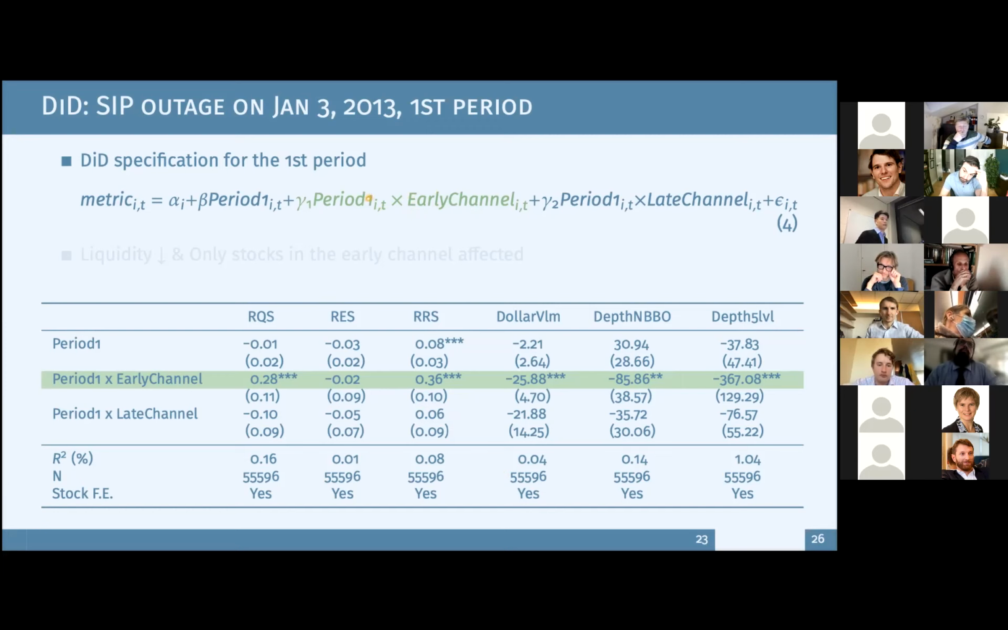Period 1 means the time period between the start of these two glitches, and early channel equals 1 when the stock is in the channels that are affected by the first outage. As you can see, the coefficient on the first interaction term is significant for most liquidity measures. So the spread goes up, the volume drops, and the depth drops. But you don't see significant results in the stocks in the late channels because they're not affected by the first glitch.